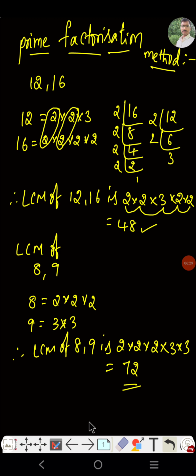Understood? If there is no common factor between the given two numbers, how do we find the LCM? Just multiply the given two numbers only. For example, the LCM of 7 comma 5. Both are different numbers. There is no common factor here. So what is the LCM of 7 comma 5? Just multiply the given two numbers. 7 fives are 35. So directly multiply the given two numbers if there are no common factors. Is it clear?